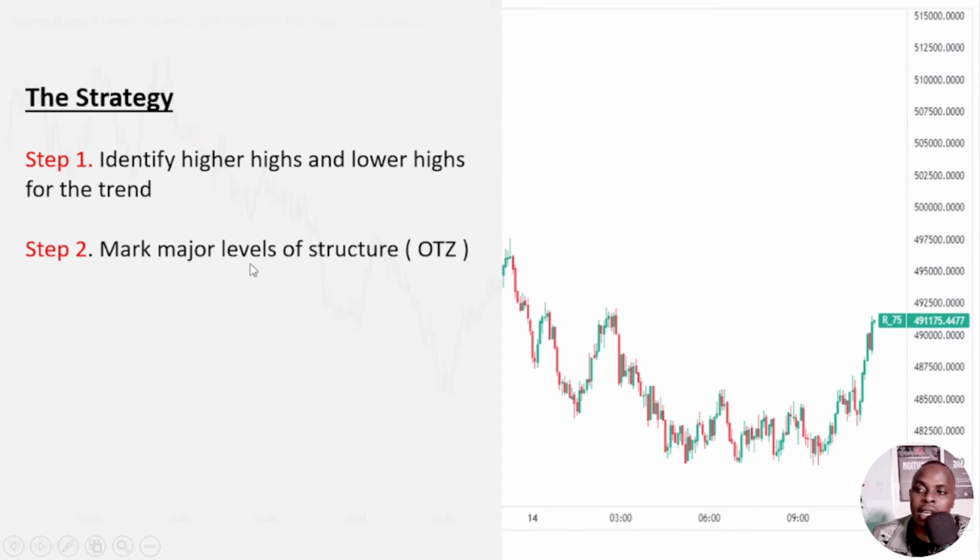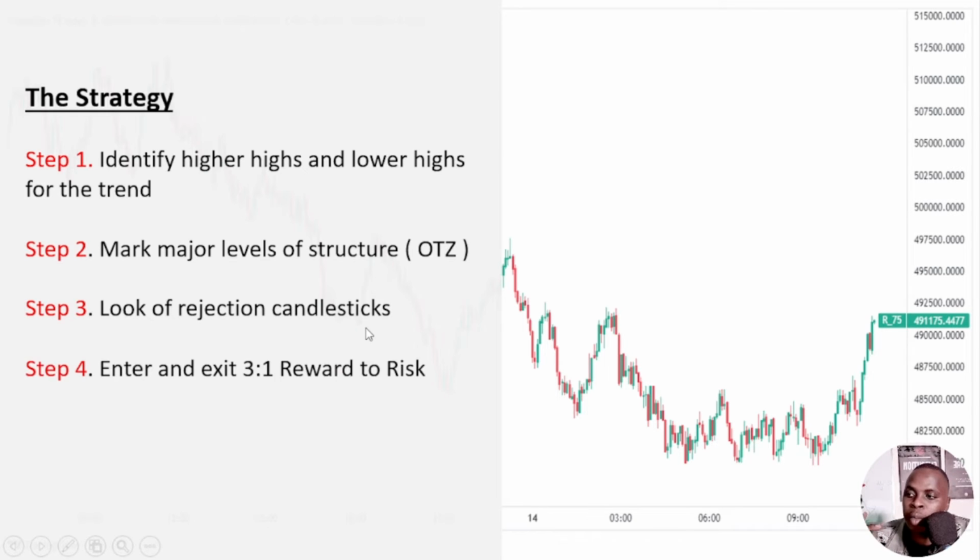So major levels of structure, or some call it optimum trading zones. Step number three is look for rejection candles around these major levels of structure. Then step number four is you enter, then you exit using a 3-to-1 risk to reward ratio. So you can take a screenshot of this before I explain to you how the strategy works.